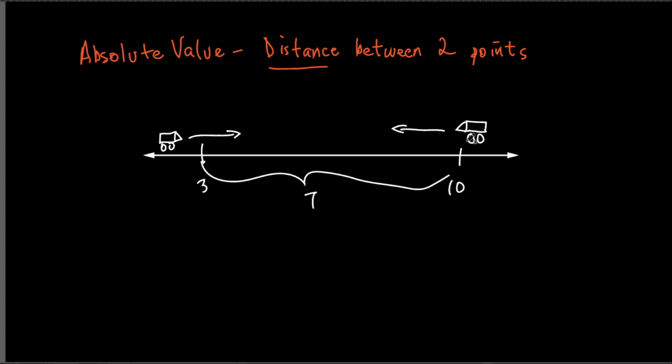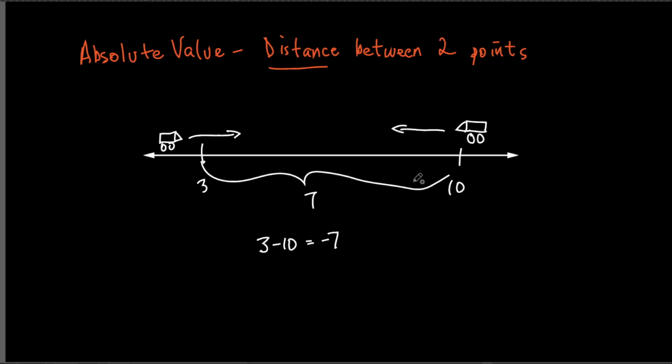Well, you would subtract again. You could go 10 minus 3, but you could also go 3 minus 10, right? But what's 3 minus 10? Well, 3 minus 10 is negative 7. Would you tell somebody, well, I've got negative 7 miles to go? No, of course not. You would never say that. You just say 7. So distance is always measured in positive numbers.